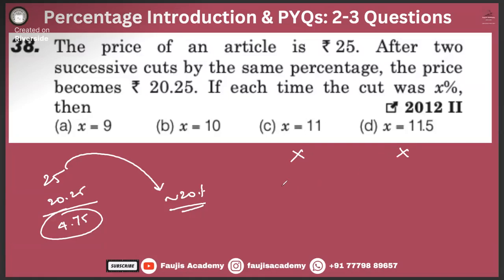Okay, let's find out. In that case, 4.75 is how much percent of 25? Into 100, 4 times. How much is that? 19%. The value has reduced by 19%.